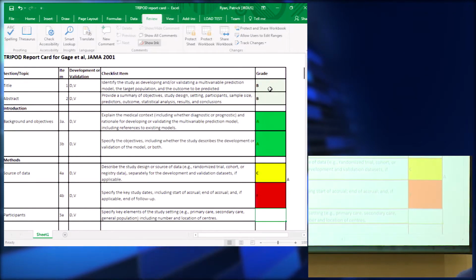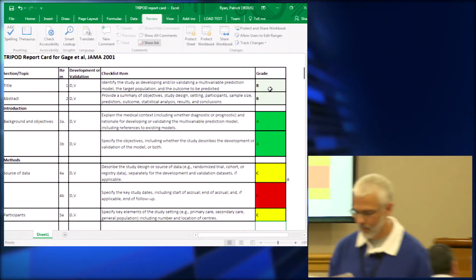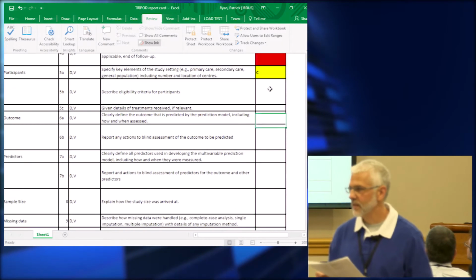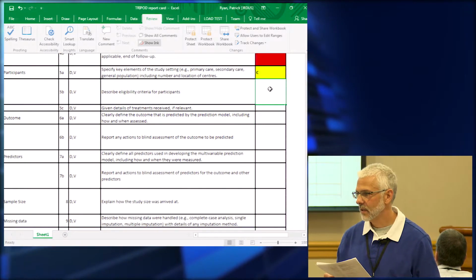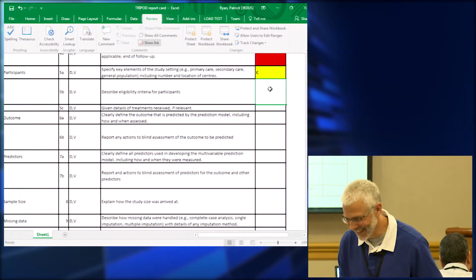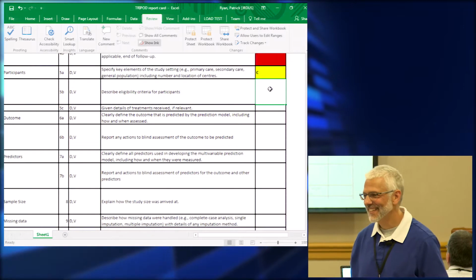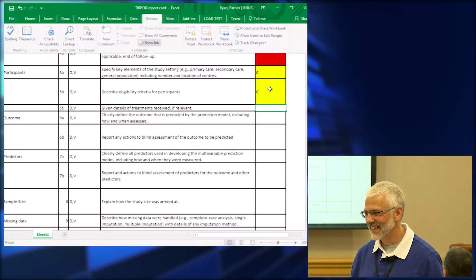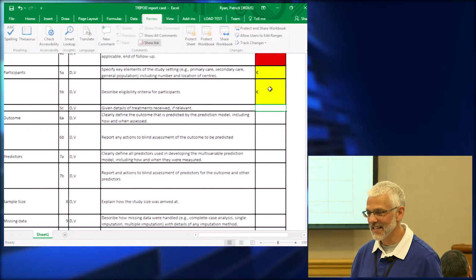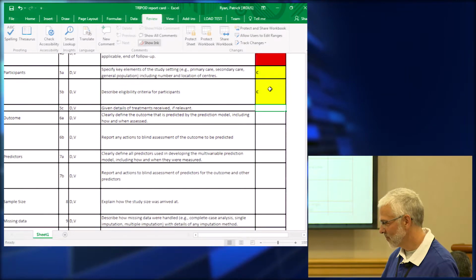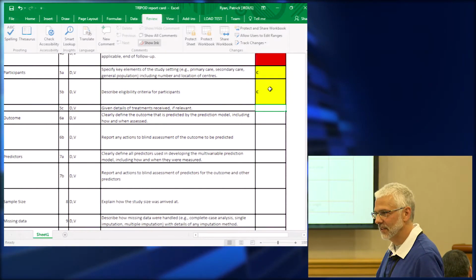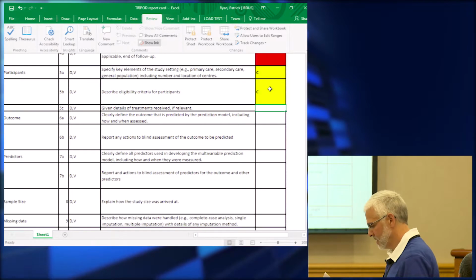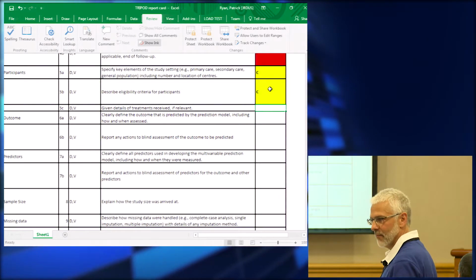5A. C. 5B. A, D. Where are we going with D? C, D? C. We'll give it a C. What was it? 5B. That was a C.